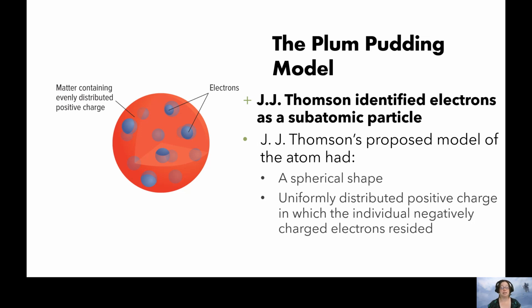And so J.J. Thomson said that the atom had a spherical shape, but it also had uniformly distributed positive charge, and then the negative electrons just kind of floated in it. If you've ever seen a fruit cake or a plum pudding, it would be something like that, or even like the jellos where the fruit's suspended in it, and it's distributed through the whole thing. We call it the plum pudding model because plums are round. So it's the best analogy that we have. And so the plum pudding model was the first model where you had a subatomic particle in the atom.